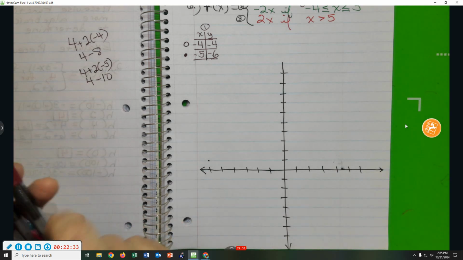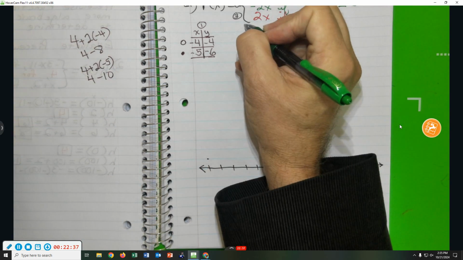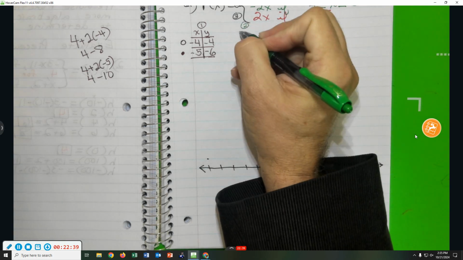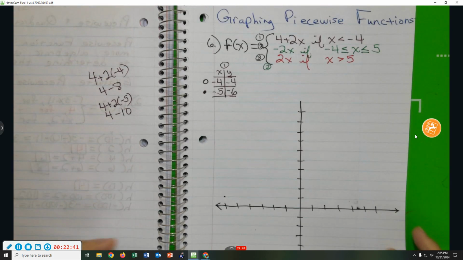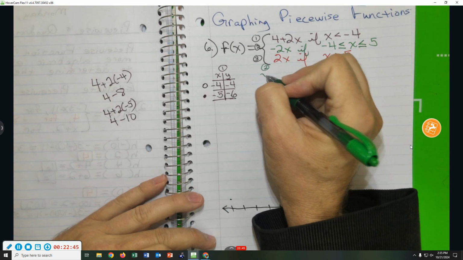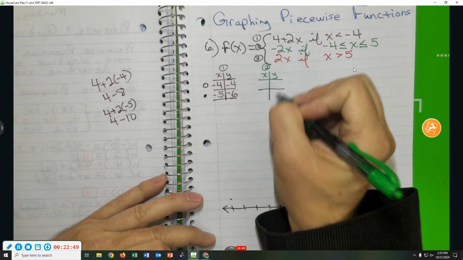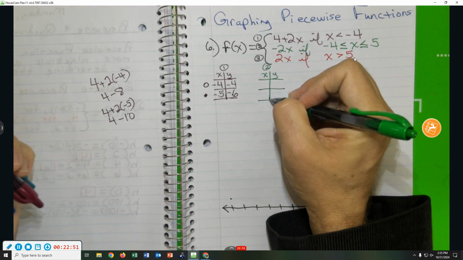Maybe we better just make the tables first, okay? Let's make all of the tables. I may have to go to a whole new piece of paper to draw the graph. You didn't get lucky with the numbers here, it's giving you big y values.